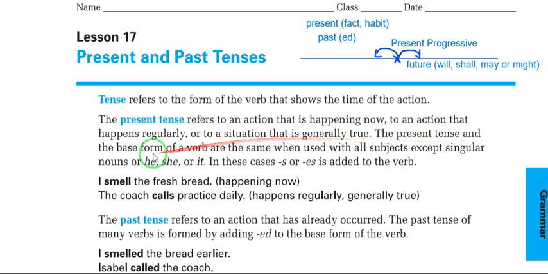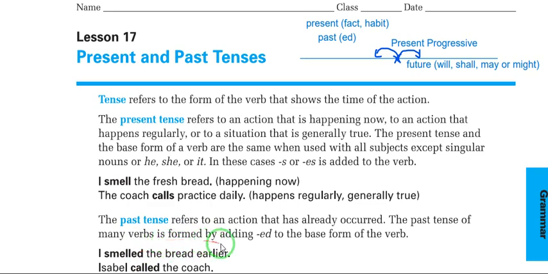The present tense and the base form of a verb are the same when used with all subjects except singular nouns or he, she, or it. In these cases, we add s or es, and of course, if the verb ends in y, and before the y there is a consonant, we change the y to i, and then we add es. As for the past tense, I already explained, we actually add ed in order to form the past tense.